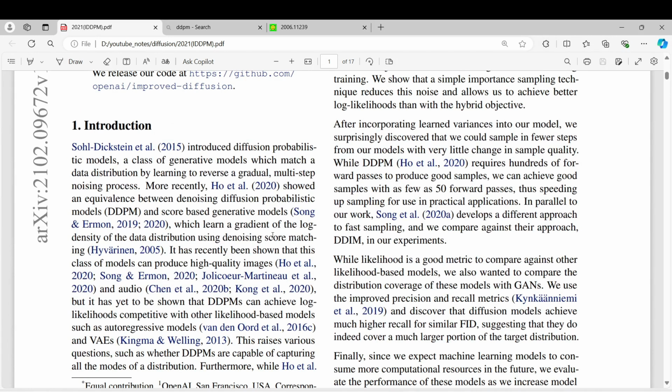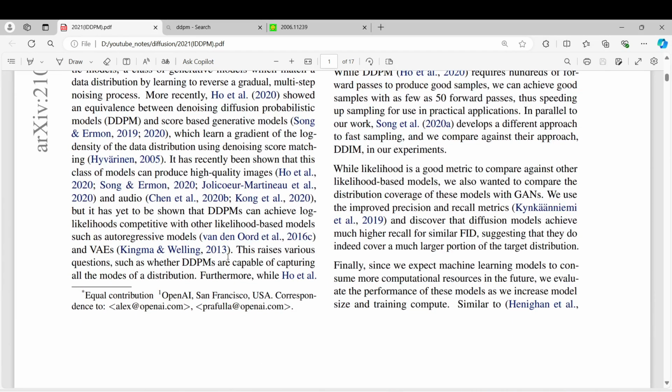We're going to look at this score matching also in an upcoming video.